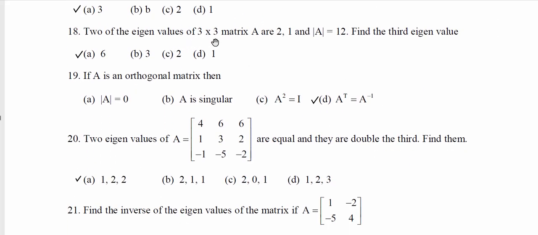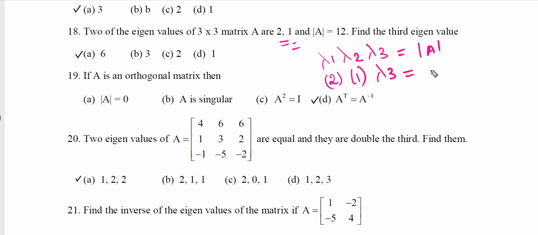Next one, two eigenvalues of a 3 cross 3 matrix A are 2 and 1, and they are giving the determinant value as 12. Find the third eigenvalue. How can we equate the determinant value to our eigenvalues? The product of eigenvalues equals the determinant of A. Here, let lambda 1 be 2, lambda 2 is 1, lambda 3 we have to find, and the product is 12. So lambda 3 value is 12 divided by 2, which is 6. So this is our third eigenvalue.